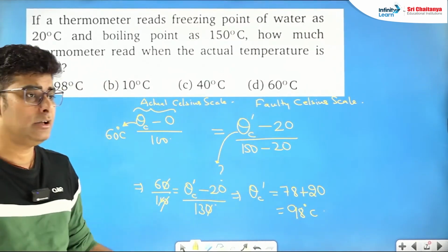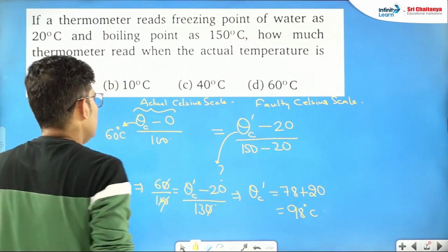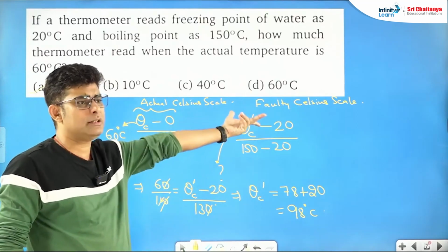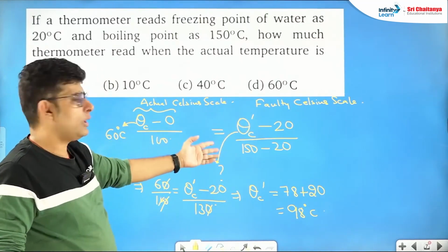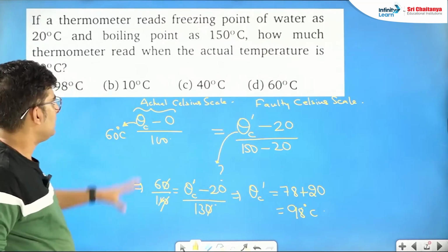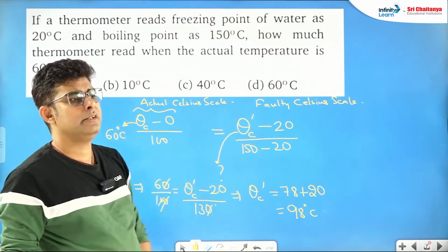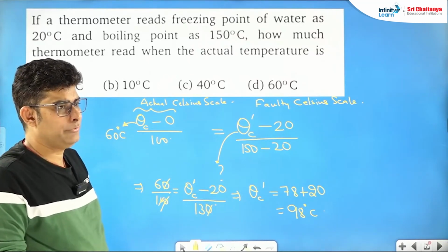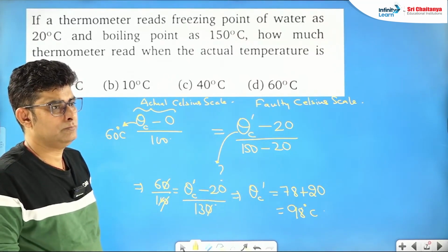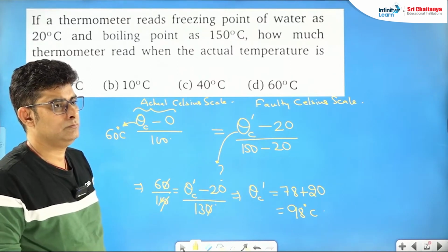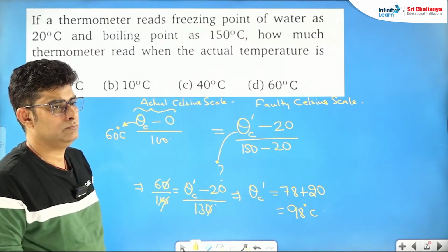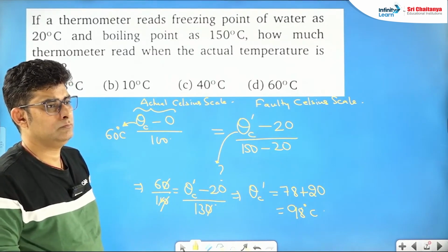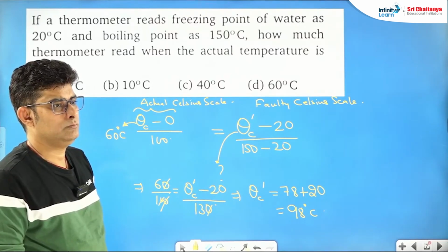So this applies not only for actual scales, even for faulty scales. You can say a faulty scale is also another thermometer scale whose lower and upper fixed points are different. So this type of question can also be asked. We can very easily solve them. Is it clear to all of you? Okay.